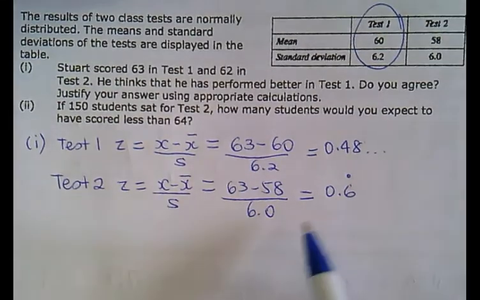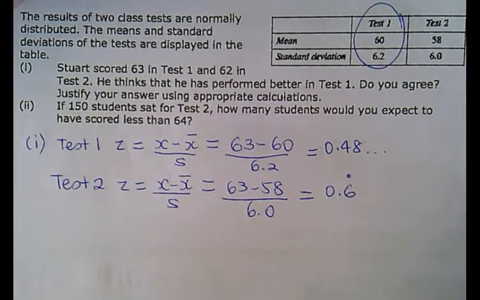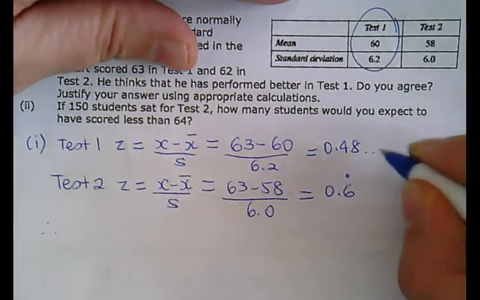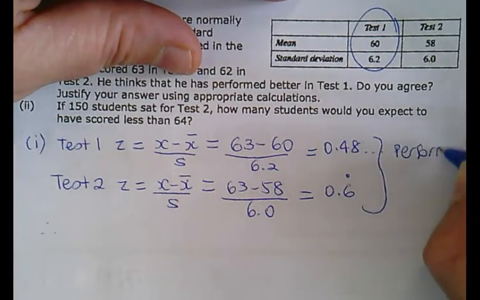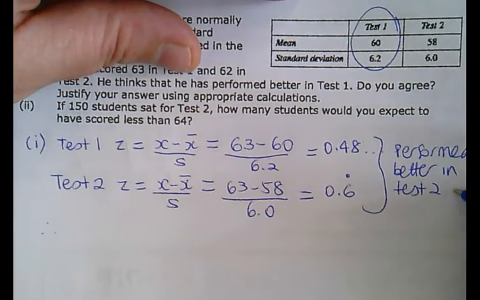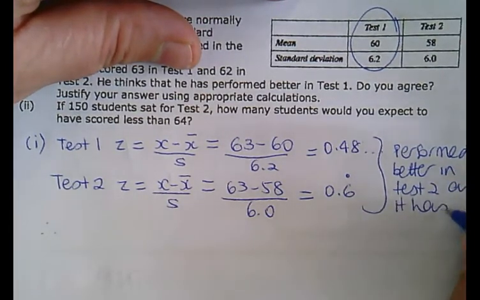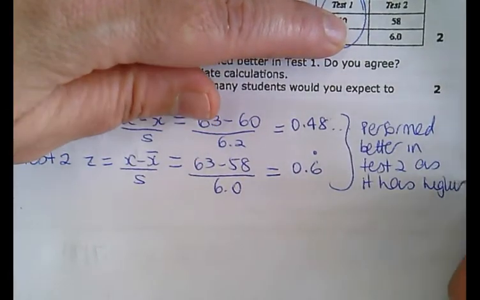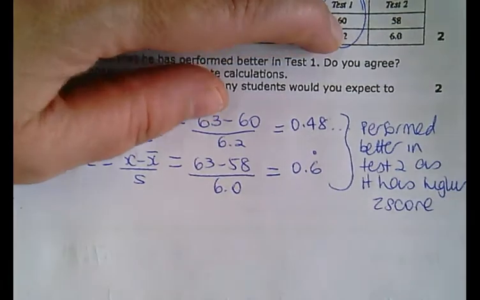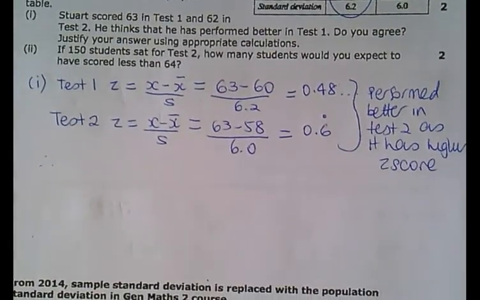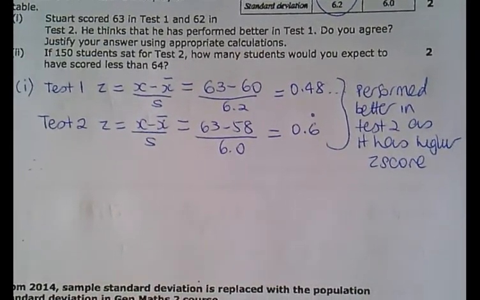So, he has performed better in which test? No, the higher z-score is the better performance. So therefore he has performed better in test 2 because it has the higher z-score. Only by 1 point something, but you just need to say the z-score is higher in test 2. His performance is better in test 2, even though he got the same mark.